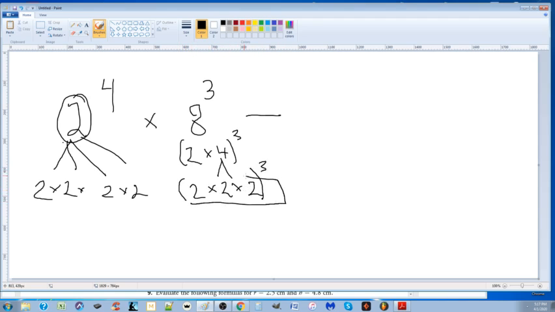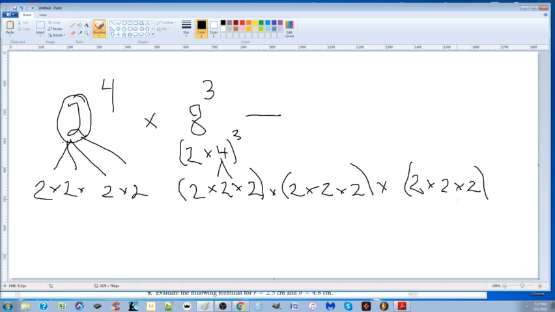What does that all to the power of 3 mean? It means whatever's in this bracket is multiplied by itself 3 times. So I'm going to write it like that instead. Okay, that's interesting. How many 2s do I have? 1, 2, 3, 4, 5, 6, 7, 8, 9, 10, 11, 12, 13. So it's really 2 to the power of 13.